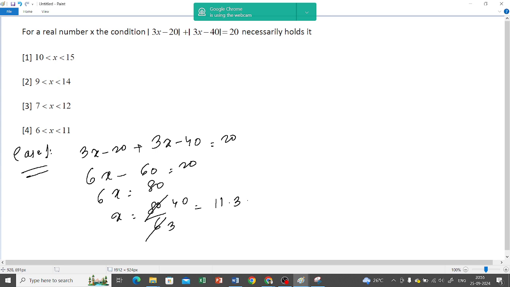Okay, that can be written as 11.3, fine. Next case. 13, 13.3, sorry, 13.3. Next case, Pritama.